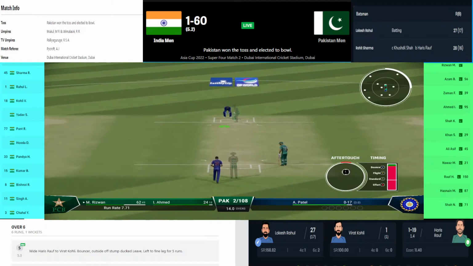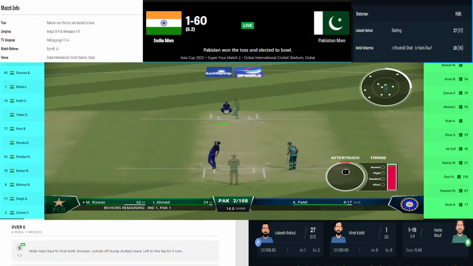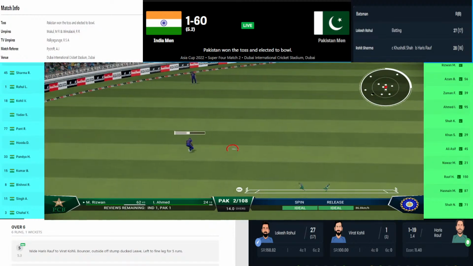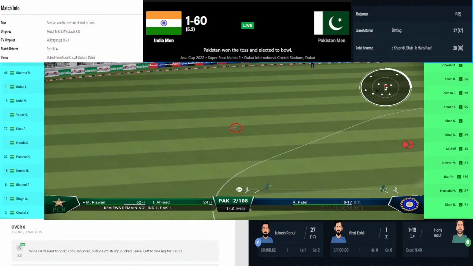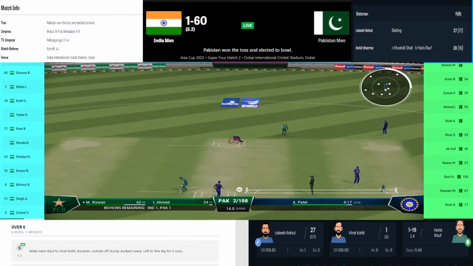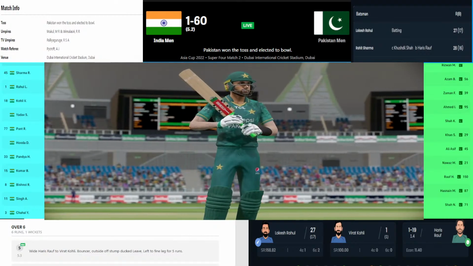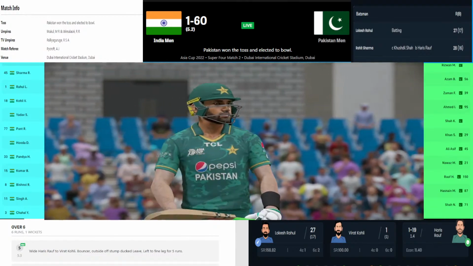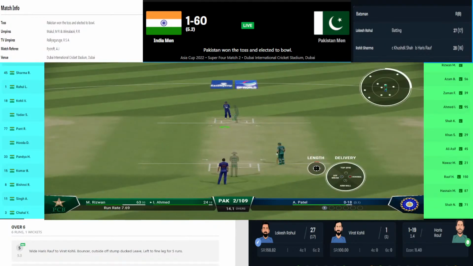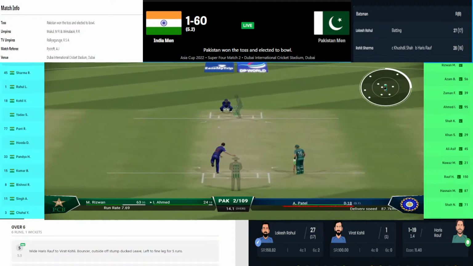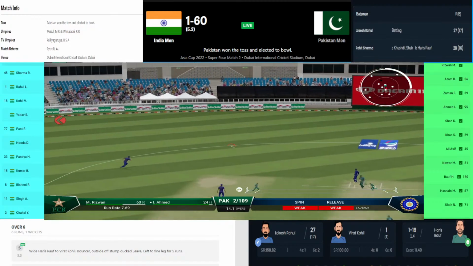This time it's to Kohli. Kohli just placed that ball to the extra cover fielder. A single taken, and after 5.3 overs, India's score is 61 for 1. Haris Rauf has given 19 runs so far in just 1.3 overs. That's really, really expensive till now. Let's see if he will be able to improve that or not. But right now, it's very, very expensive.